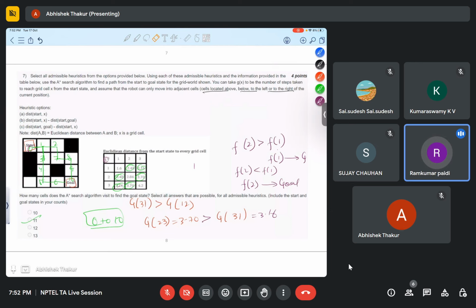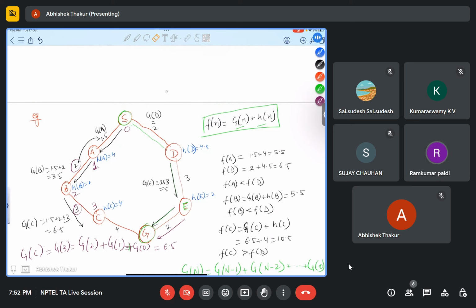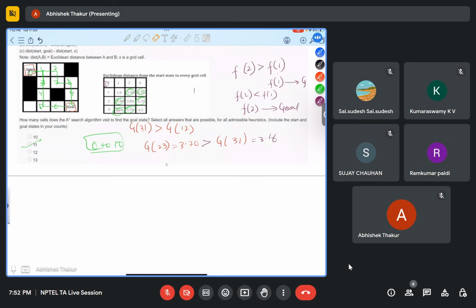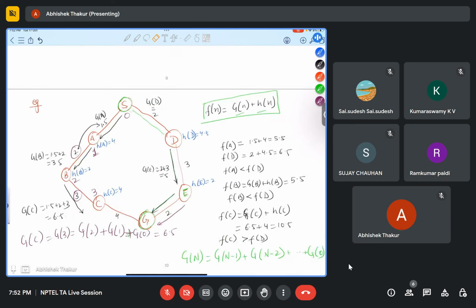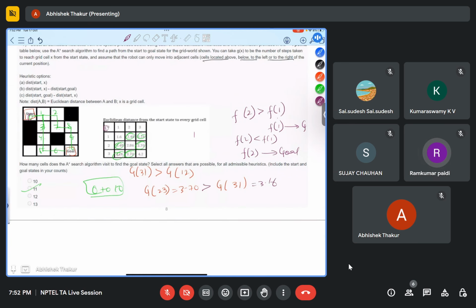But you need to count the remaining ones. For example, in this question it is asking how many cells it has traveled. So in this question, we have traveled all the cells. We have traveled C also. Like we'll travel this, and this, and this, with S and G always included. So we have traveled all the cells. But in some cases, if the cost to some path is too high, then we should not travel to that.